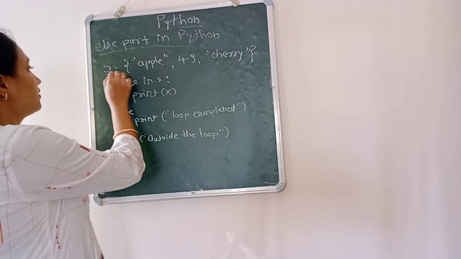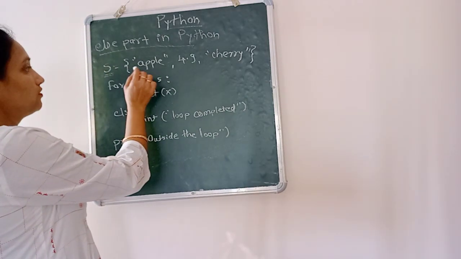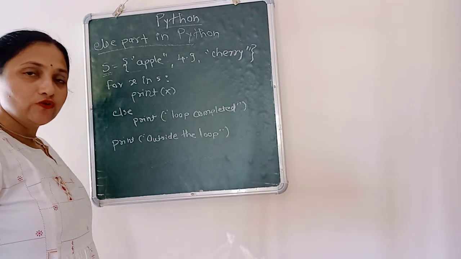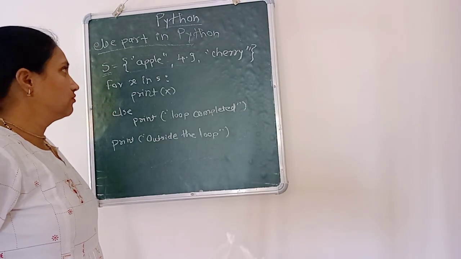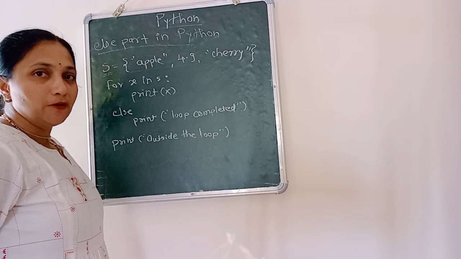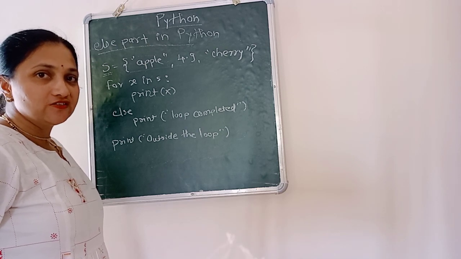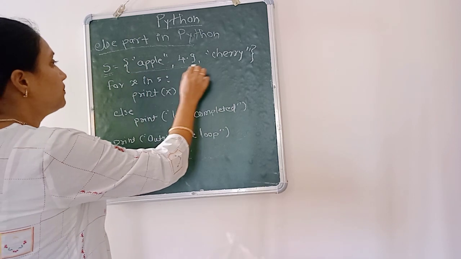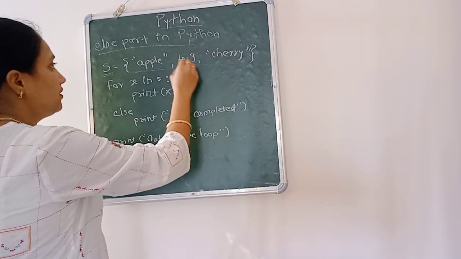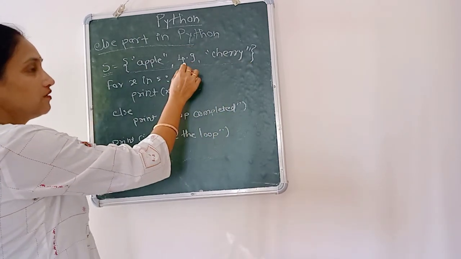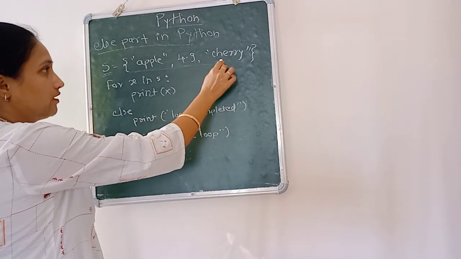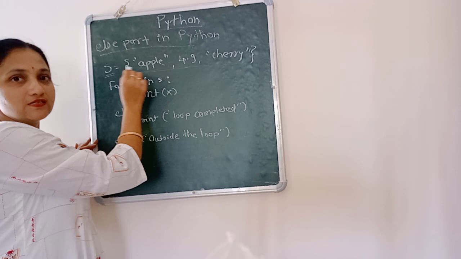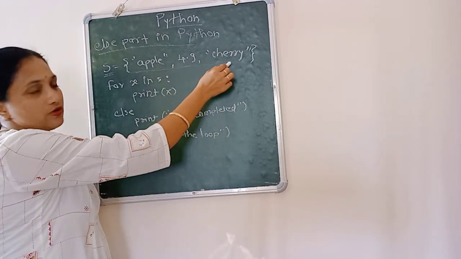So here I have taken a list, or you can call it a set. In further videos we'll be seeing loops, list, tuple, set and dictionary. For now, this is a set in which you can combine data of multiple types. This is a string, this is a fractional number, and again this is a string. So this set has three elements.